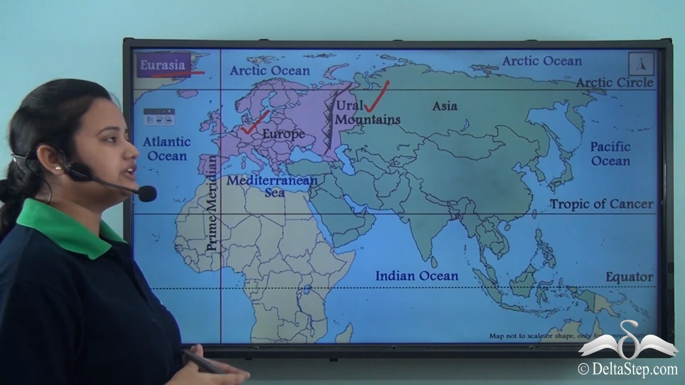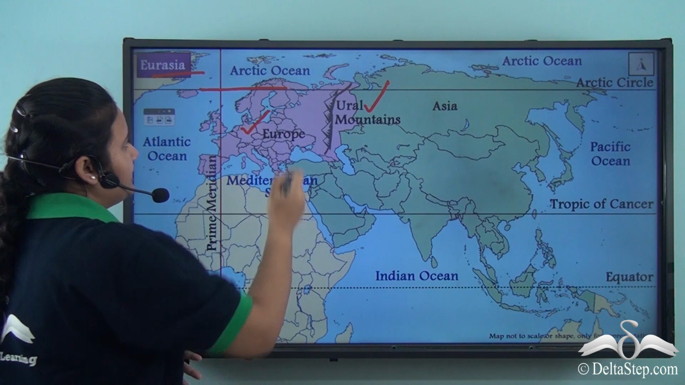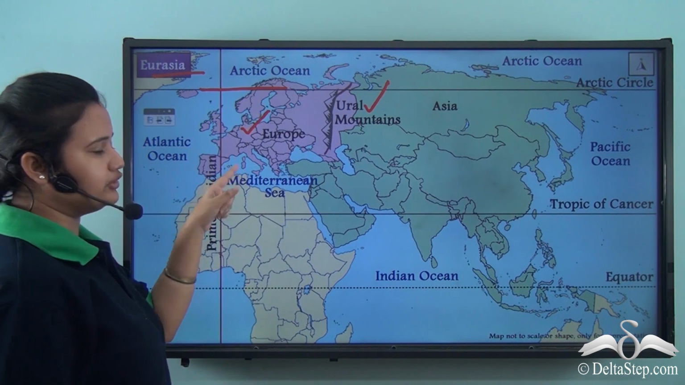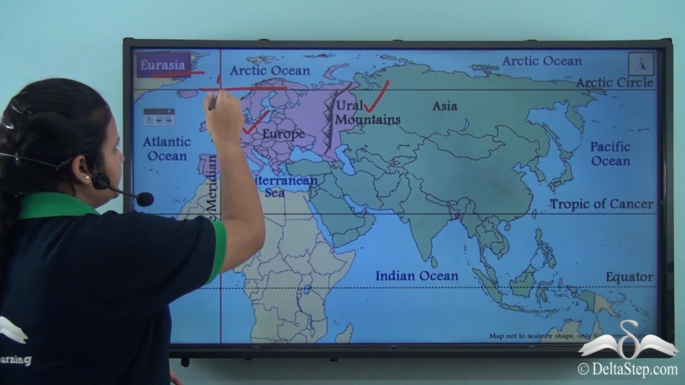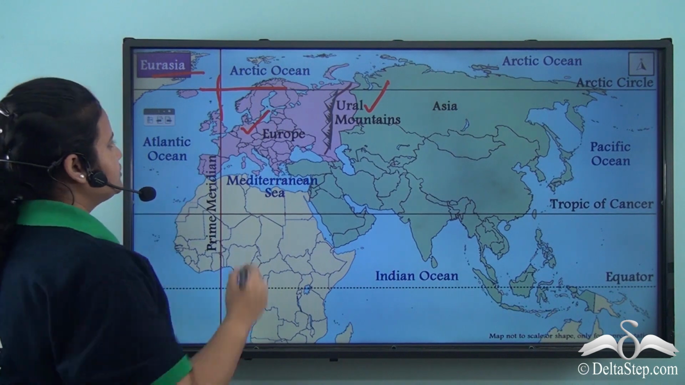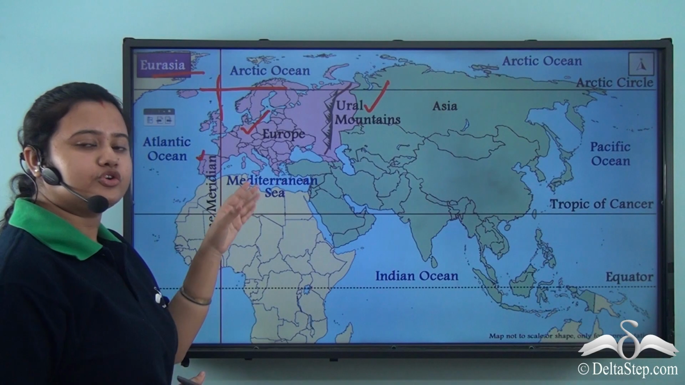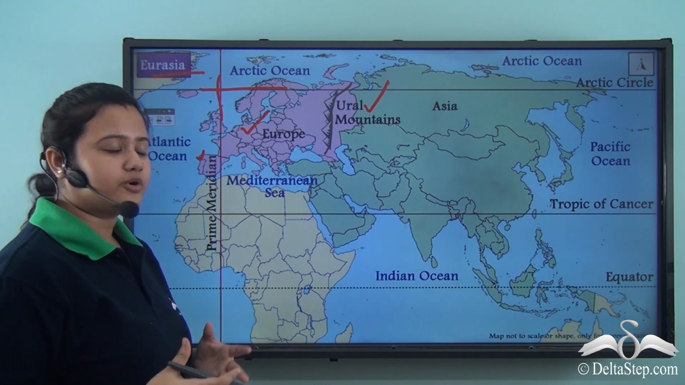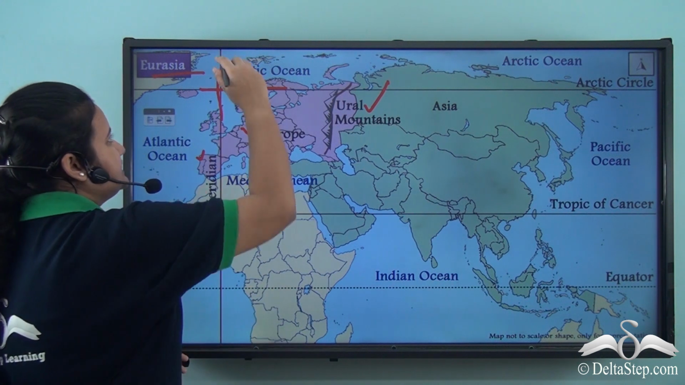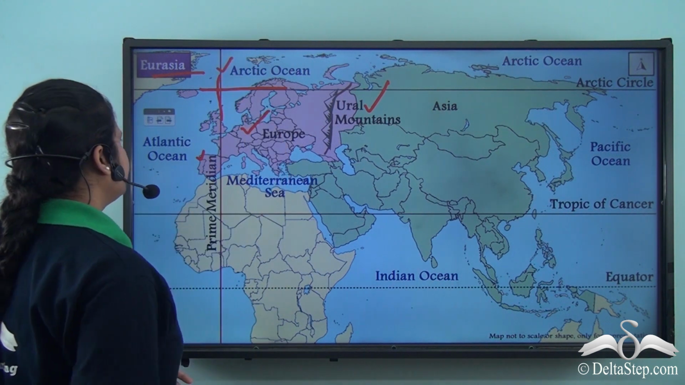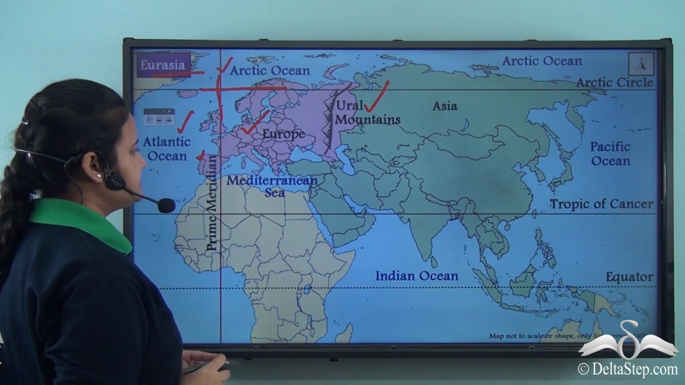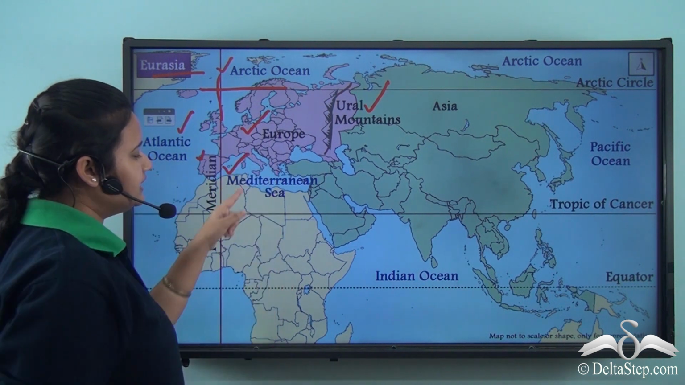We can also see here that the Arctic Circle passes through the northern part of Europe and the Prime Meridian passes through the western part of Europe. Also, Europe is surrounded by water bodies on three sides, that is Arctic Ocean in the north, Atlantic Ocean in the west and Mediterranean Sea in the south.